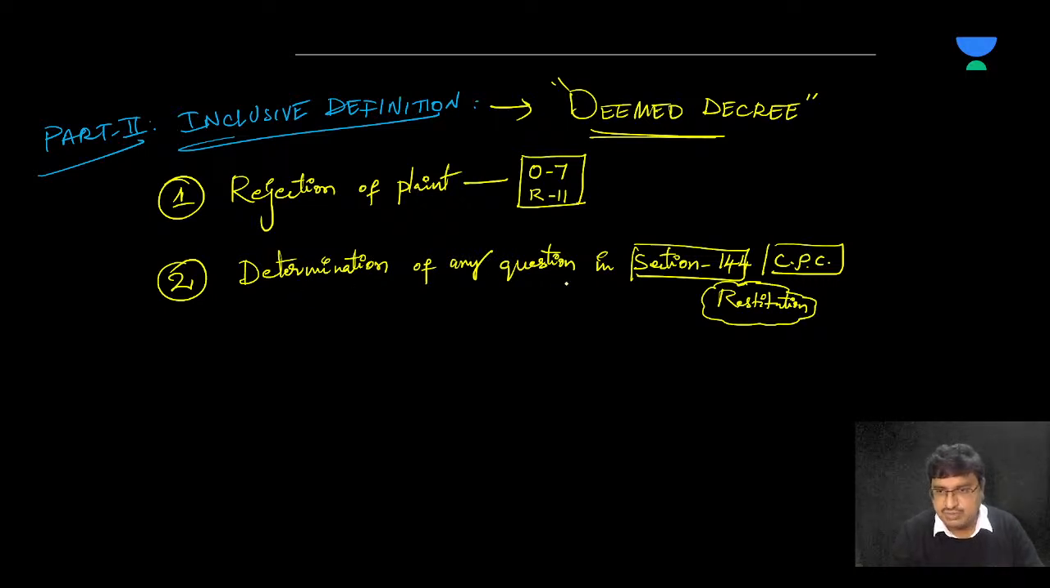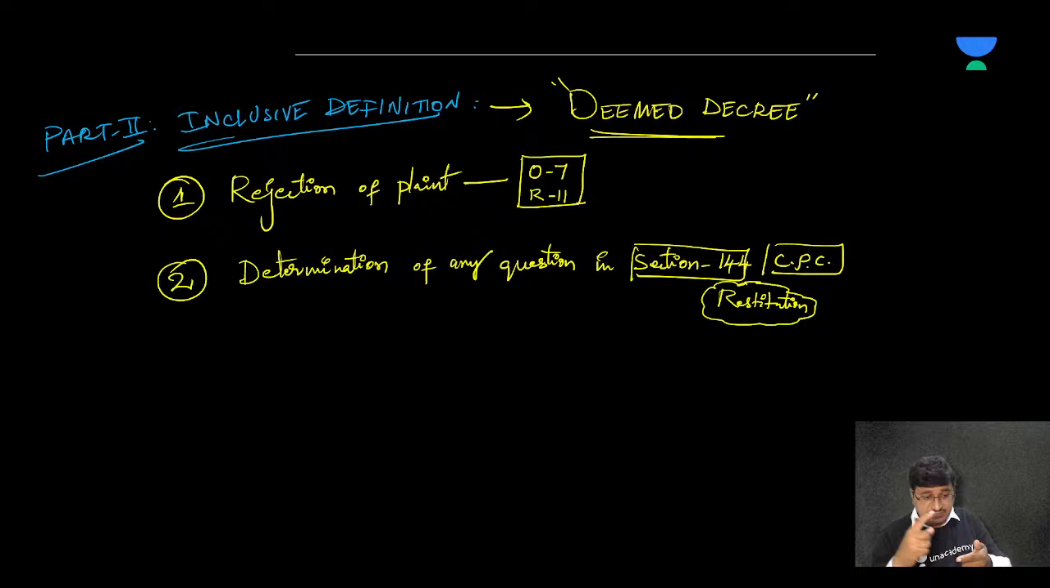The determination of any question with regard to the restitution of possession, etc., under section 144 of CPC is also deemed to be a decree, friends. An application is filed for restitution of possession under section 144. Therefore, it does not mean it is a main suit proceeding. It is just an interlocutory or interim proceeding. The rejection of the plaint is not a main suit proceeding. It is an interim or interlocutory proceeding.